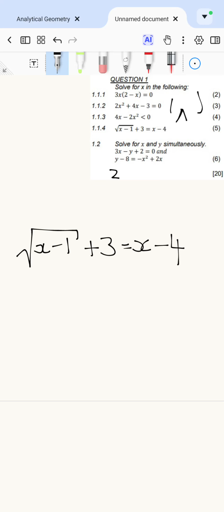Isolate the surd. I don't know how many times I have to say the same thing before we all get it. If you see a surd, this thing with a root, this thing over here.